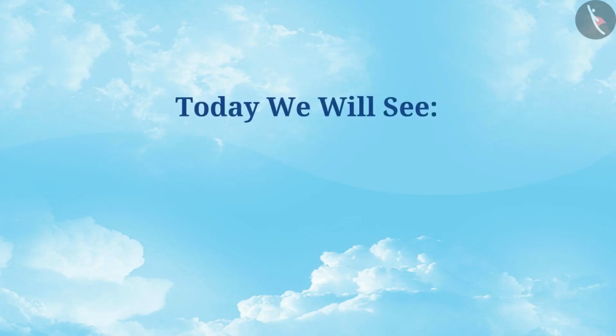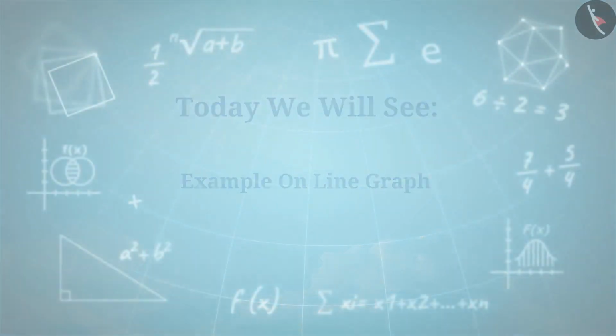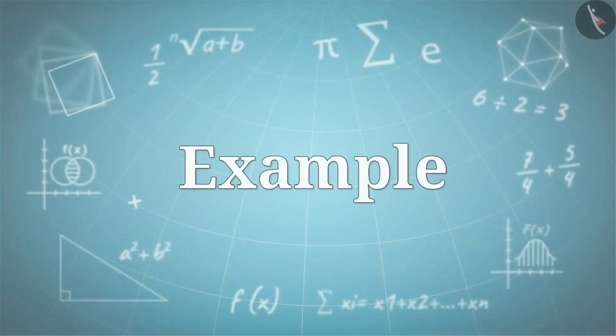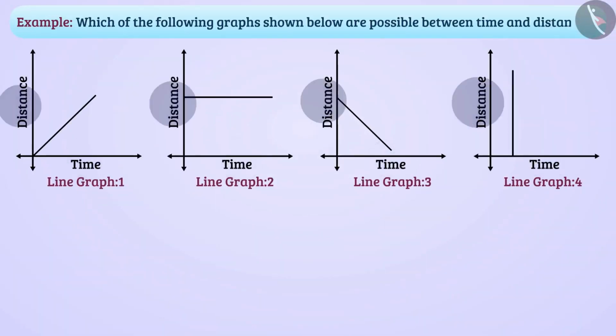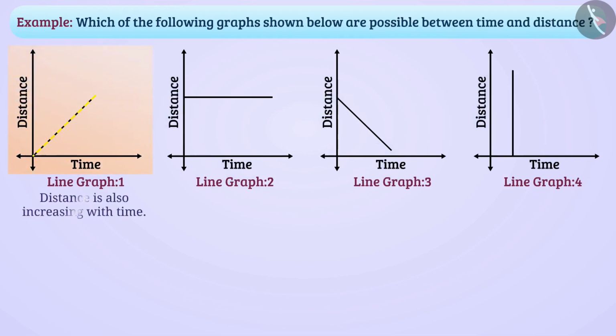Today we will see an example on line graphs. Which of the following graphs shown below are possible between time and distance? In the first line graph, distance is increasing with time. Is this possible between time and distance? Think.